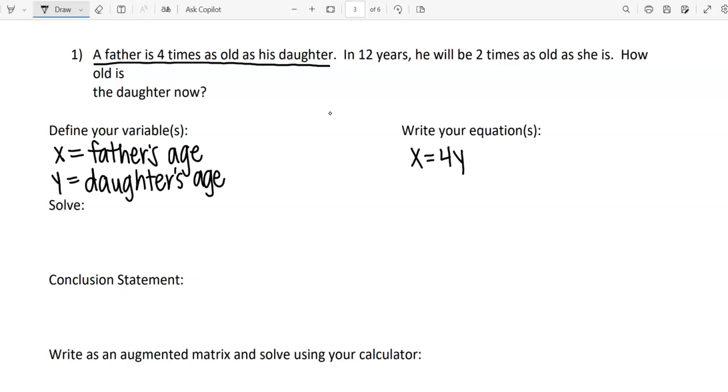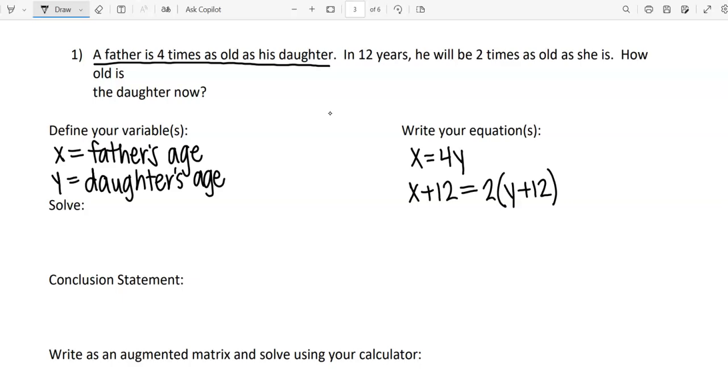He will be 2 times as old as she is. So to his age, we're going to add 12. So we're going to say X plus 12, and that's equal to, if it's 2 times as old as she is, it's going to be 2 times what her age will be in 12 years. So we have to do Y plus 12, and your 2 should be multiplying Y plus 12 because it's going to be 2 times as old in 12 years, if that makes sense.